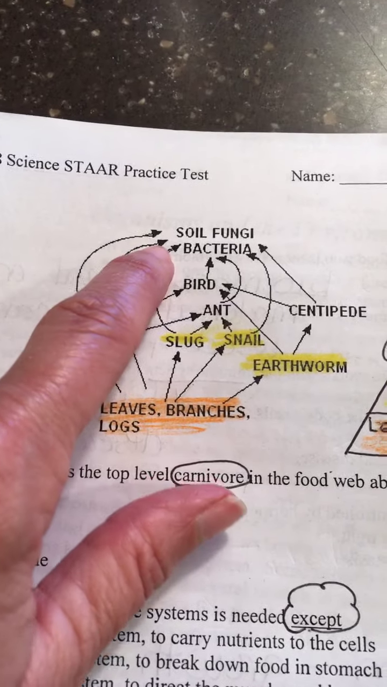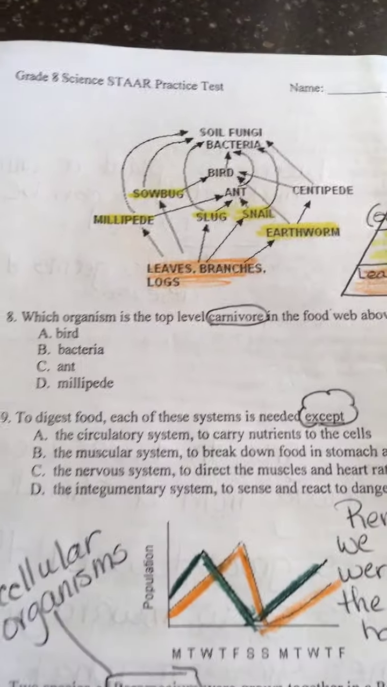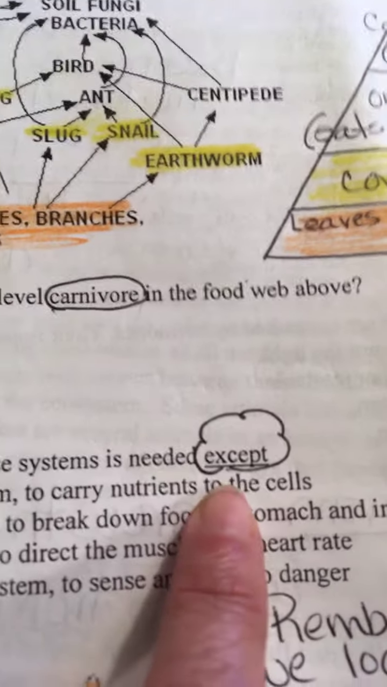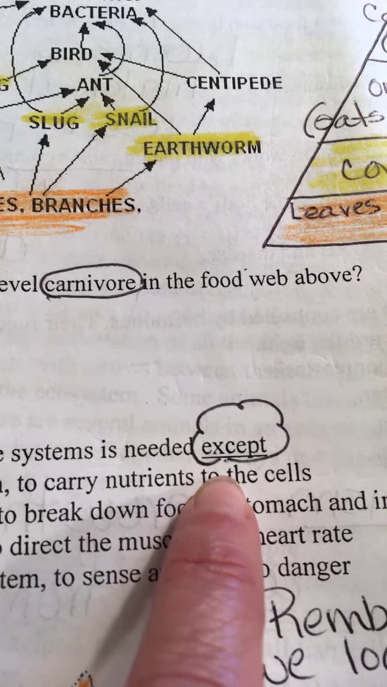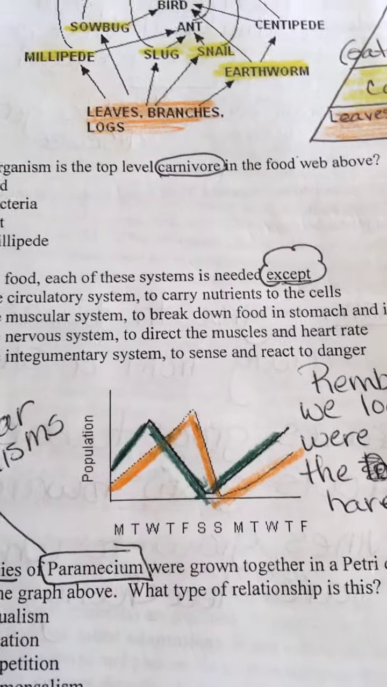Now, soil and fungi are obviously not a carnivore. They're not a predator, so don't get that confused, but I did want to make that note. All right, on number 9, again, notice number 9 says except, so you're looking for the answer choice that is not true. Number 10 is giving you a graph to look at.